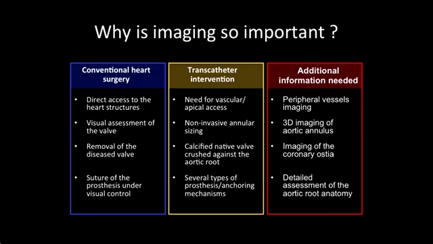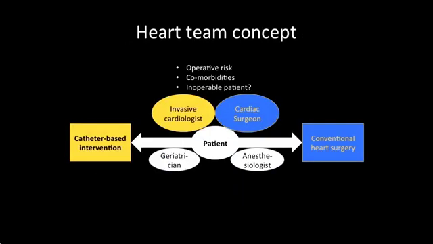In addition, a detailed assessment of the aortic root morphology, including calcium distribution and location, size, and angulation of the ascending aorta, or the presence of a prominent basal septal hypertrophy, will provide important information to help select the most appropriate prosthesis. This information is important for the heart team discussion and planning the intervention.